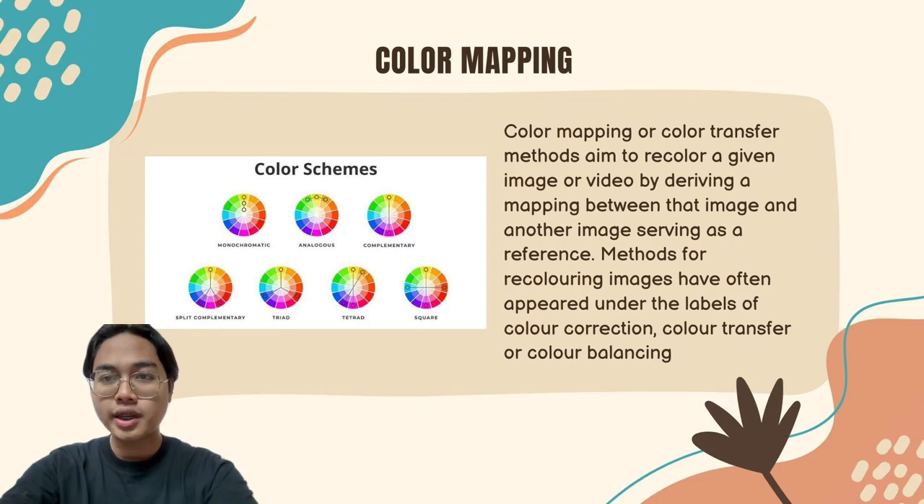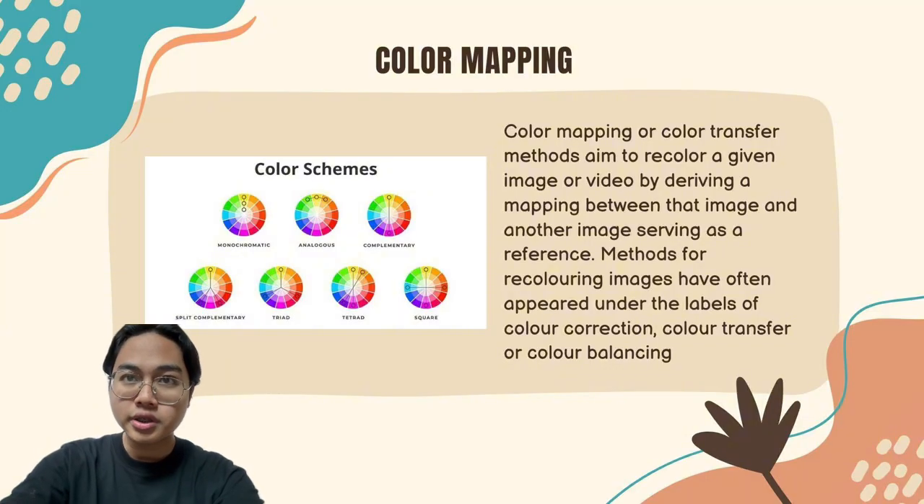The next one is color mapping. Color mapping or color transfer methods aim to recolor a given image or video by deriving a mapping between that image and another image, serving as a reference. Methods for recoloring images have often appeared under the labels of color correction, color transfer, or color balancing. That's how you can look. This is the color schemes.